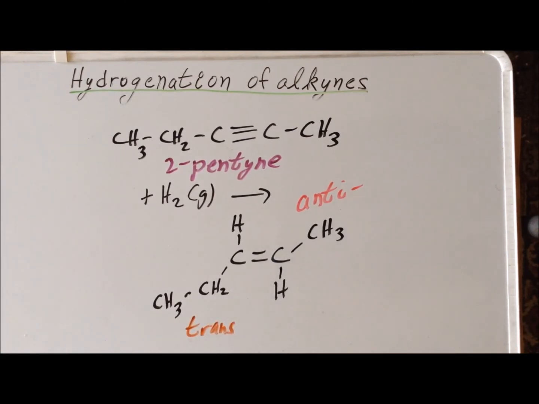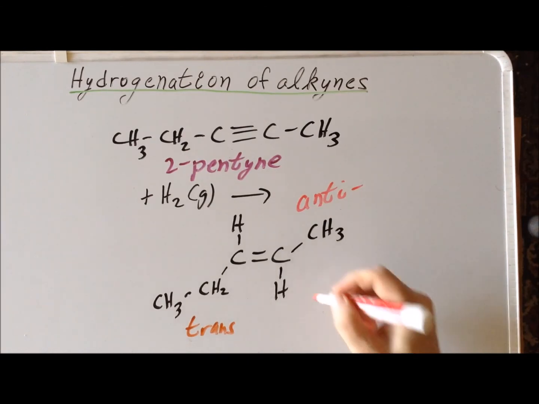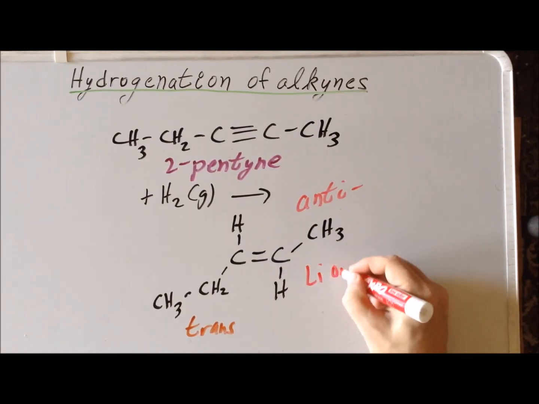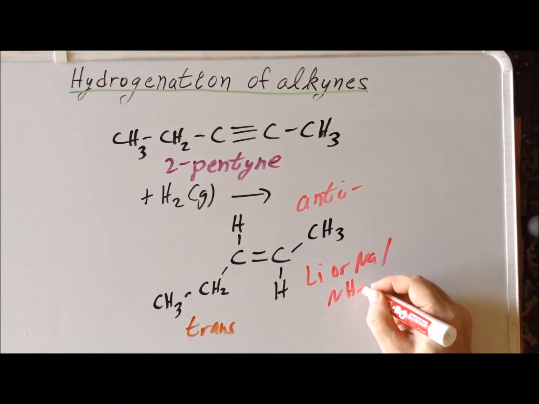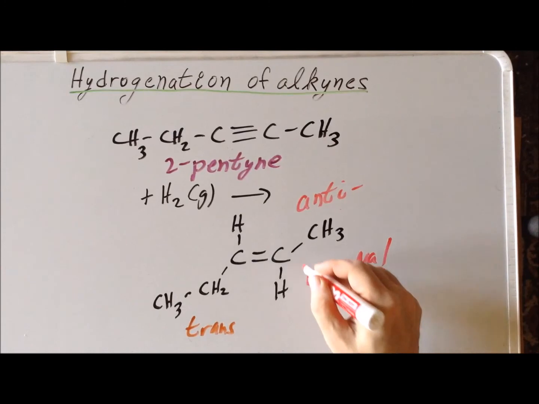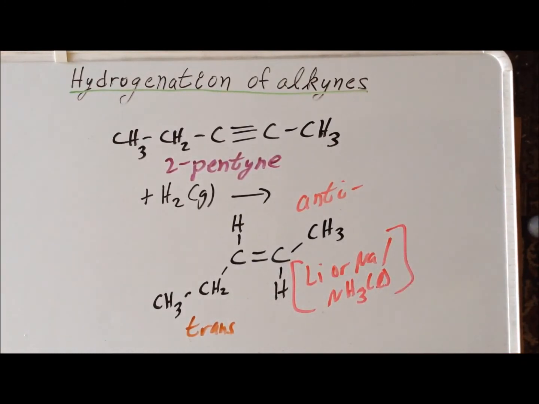So let me put this here to remind us that we got this by using lithium or sodium, and this is going to be in liquid ammonia. We get, as our product, instead of the cis isomer, trans-2-pentene.